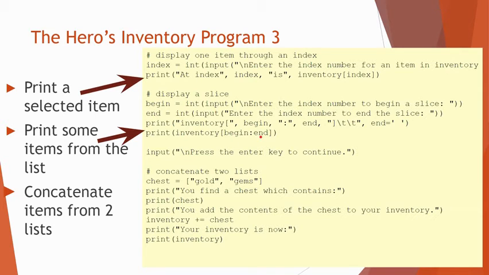You can also add or concatenate 2 lists together. So if you had the list inventory and you wanted to add the chest list, which has gold and gems in it, you could use the += command with inventory, and inventory will now grow to also add gold and gems.